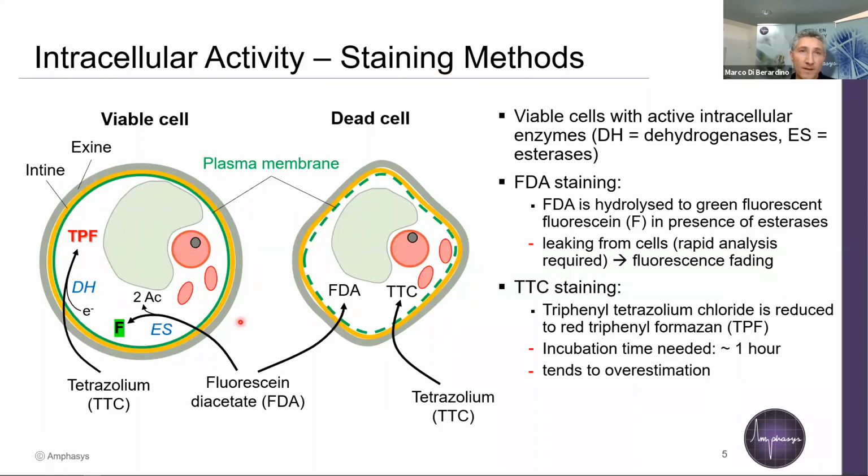and this is why you basically count the living cells using this technology. A weakness of the FDA staining is that fluorescein can leak out of the cell, leading to a fluorescence fading, which on its side makes it quite difficult for the operator to have a good readout. TTC on its side has the drawback of requiring quite a lot of incubation time before you can count the cells, and sometimes tends to overestimation.